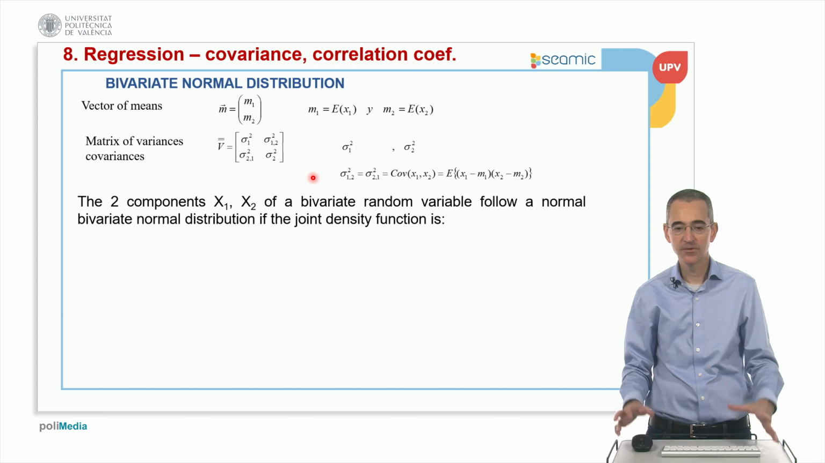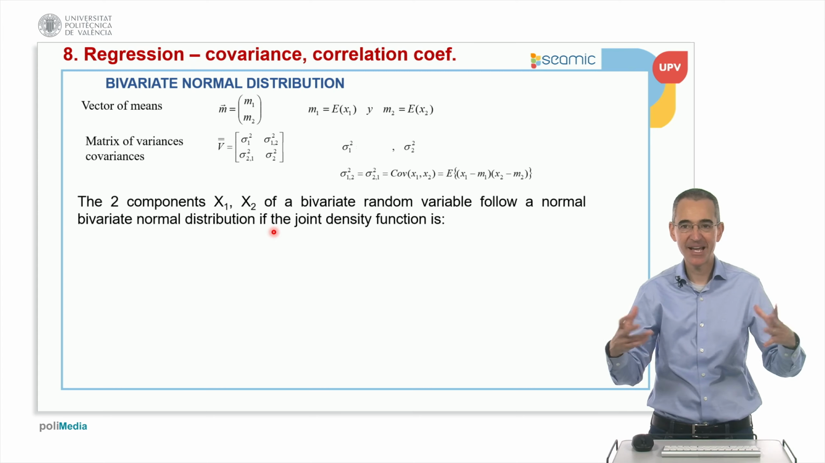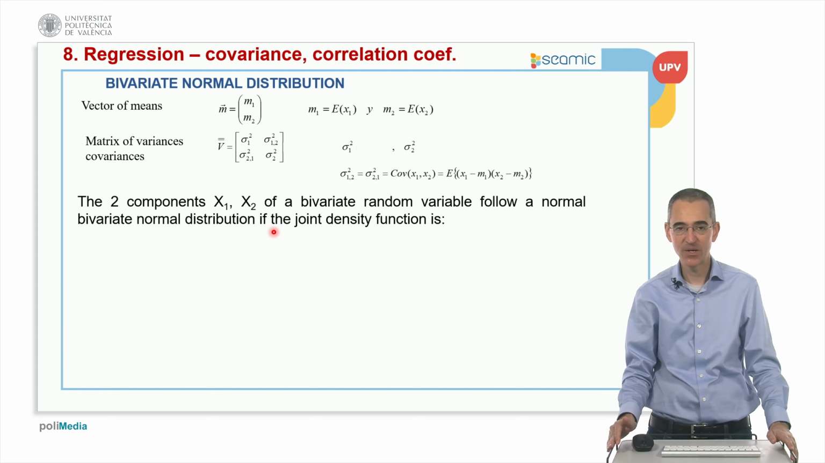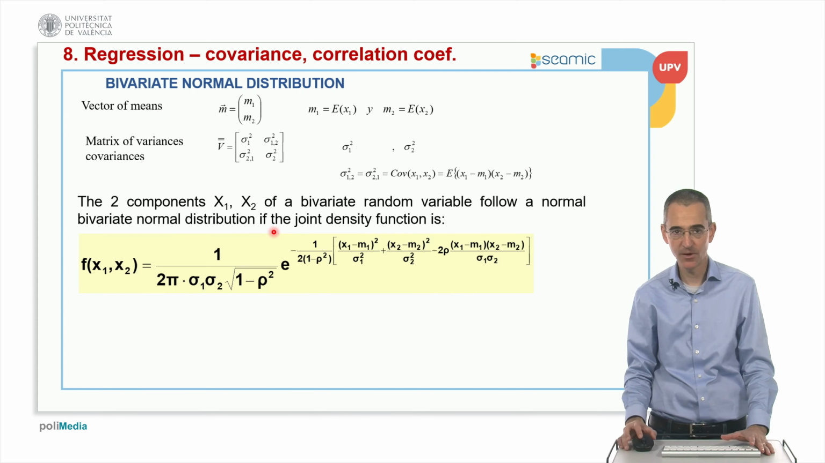Okay, so the two components, x1 and x2, of a bivariate random variable follow a bivariate normal distribution if the joint density function is the following. Remember that when I explained the normal model, I presented the mathematical equation of the density function. Well, good. Now there is also a density function for this bivariate normal distribution, which is the following.